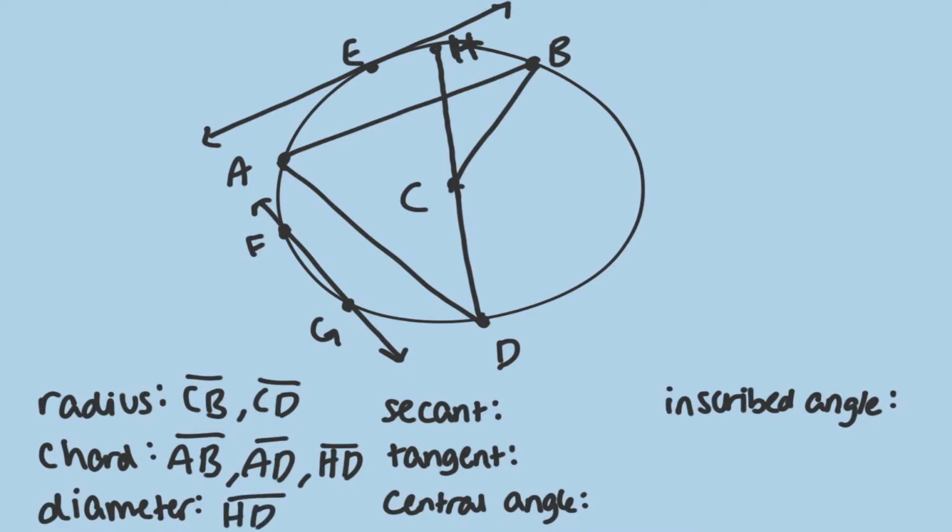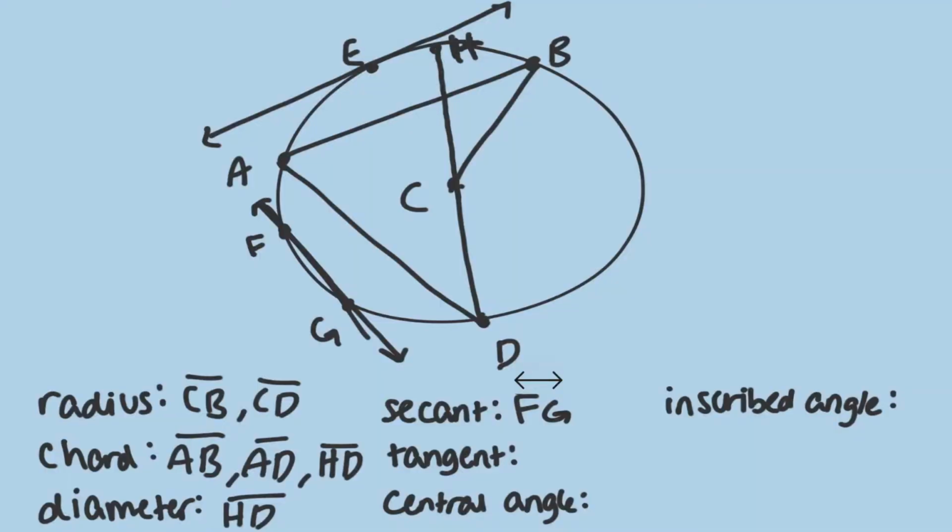A secant is a line that intersects a circle twice. So that would be like FG. And maybe you can remember that secant kind of sounds like second, so it intersects twice. A tangent is a line that intersects a circle only once. So that would be like this one.